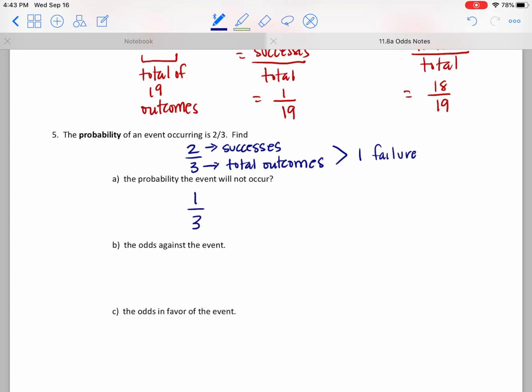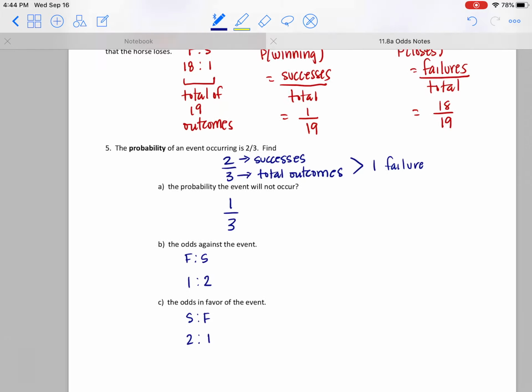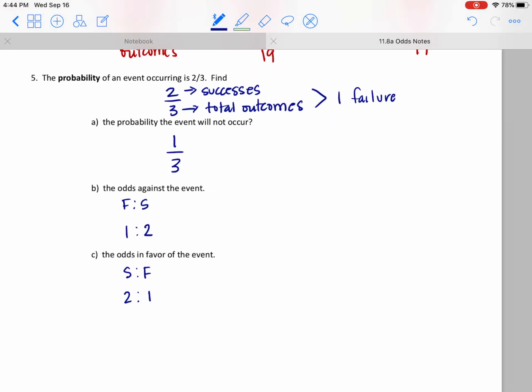Okay, the odds against are going to be the failures to successes. So that would be 1 failure to 2 successes. And the odds in favor are successes to failures. So that would be 2 successes to 1 failure. And I think, oh, holy cow, that is it.